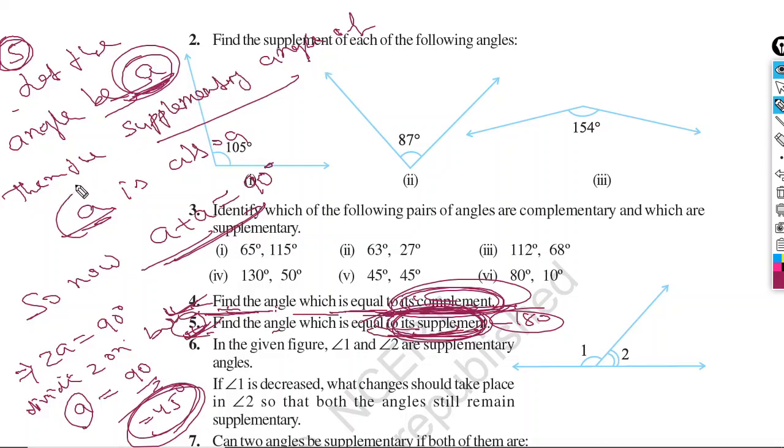Then the supplementary angle of angle A is also A, isn't it? Therefore you can write, angle A plus angle A is equal to what? 180 degrees, because they are supplementary. Therefore we will erase this.